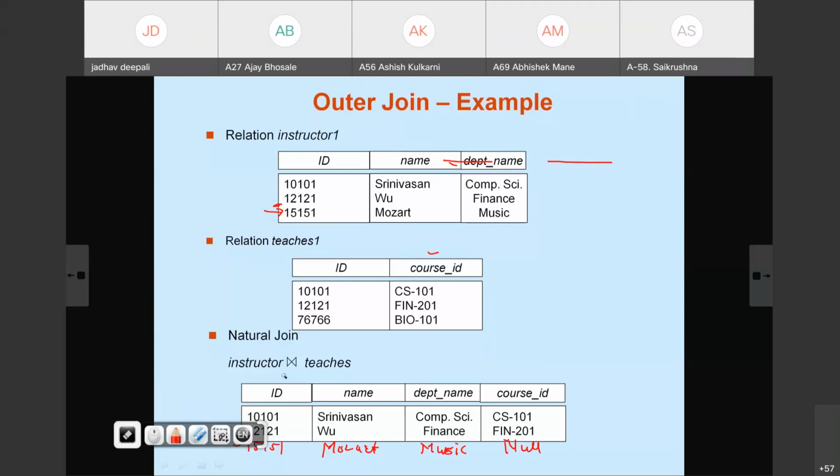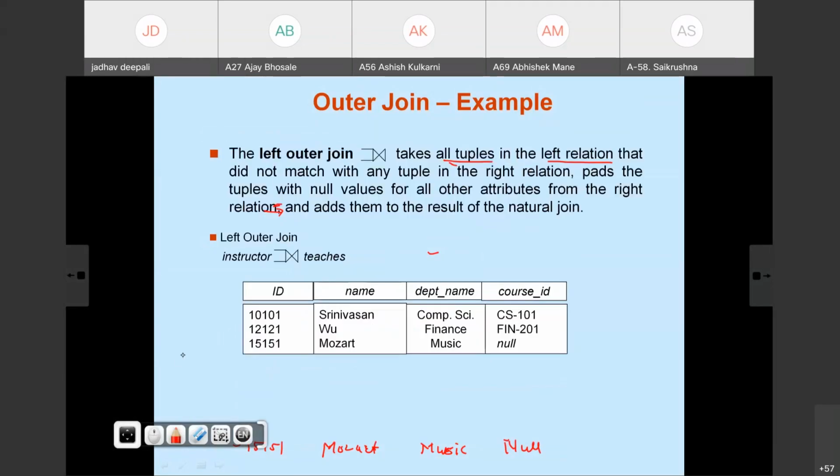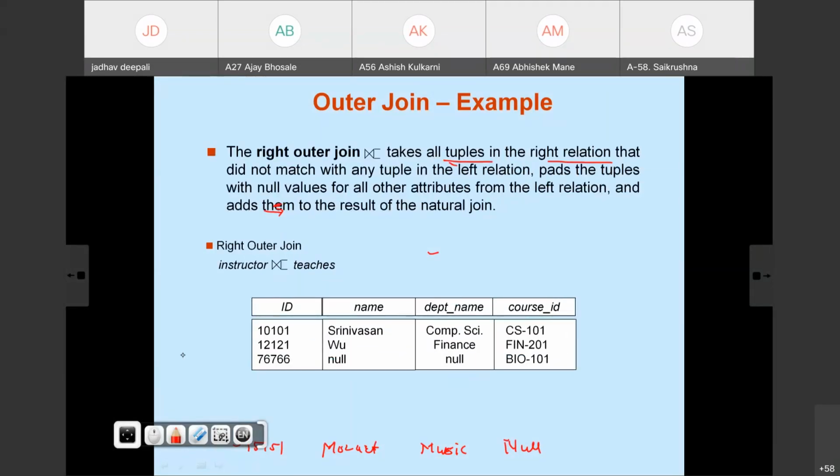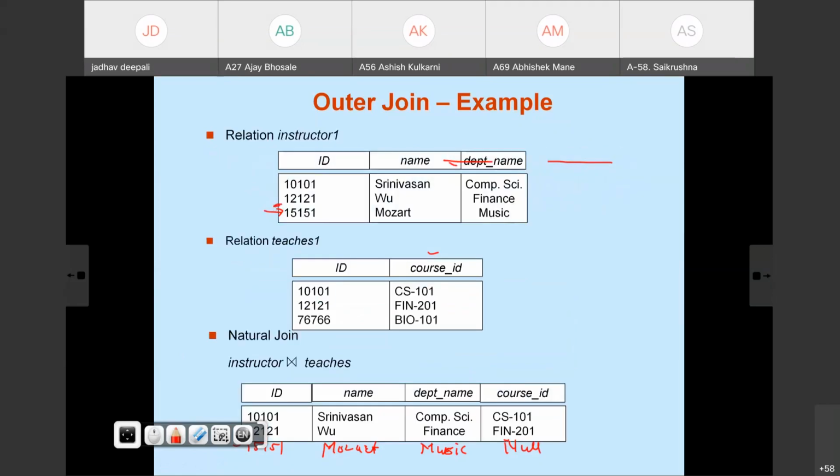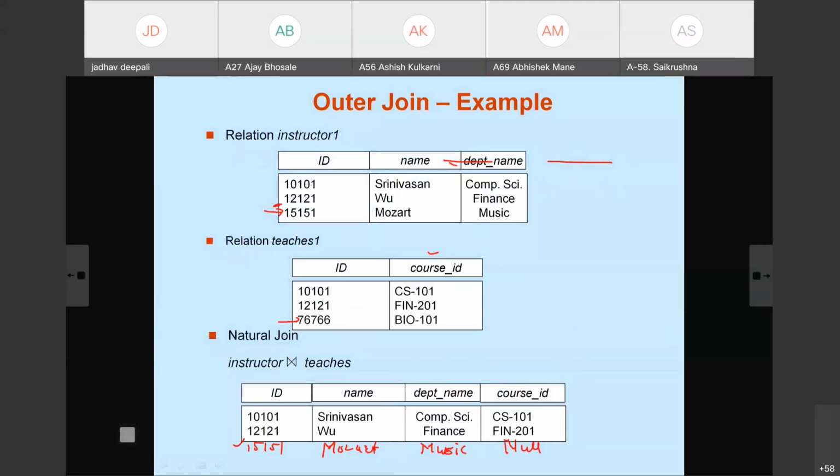Similarly, the next one, that is right outer join. It takes the tuples in the right relation that did not match with any tuple in the left relation. Pad these tuples with null values for all other attributes from the left relation and add them to the result. So, in our example, it takes all the tuples from the right relation that did not match with any tuple in the left relation. So, this tuple does not match with the left relation.